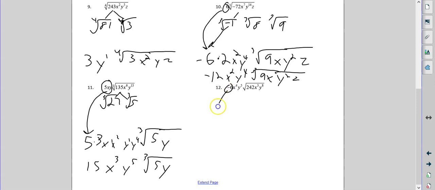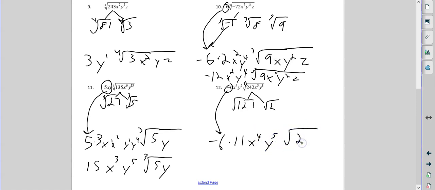So the -6 comes down. We're doing, notice, no number here, so it's a square root. So we're looking for something that goes into 242. Square root, the biggest number that goes into 242. And we just divide. But it's 121 times 2. Okay? So, square root of 121 is 11. So I'm going to have x to the 4th on the outside, y to the 5th on the outside, and square root of 2 on the inside.